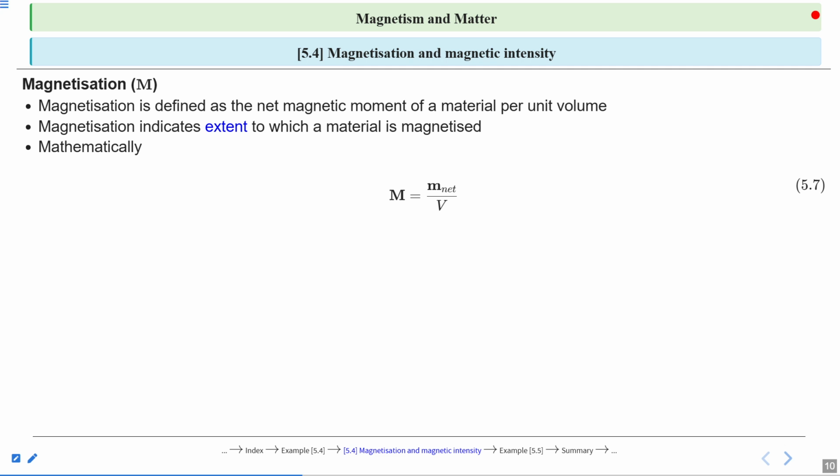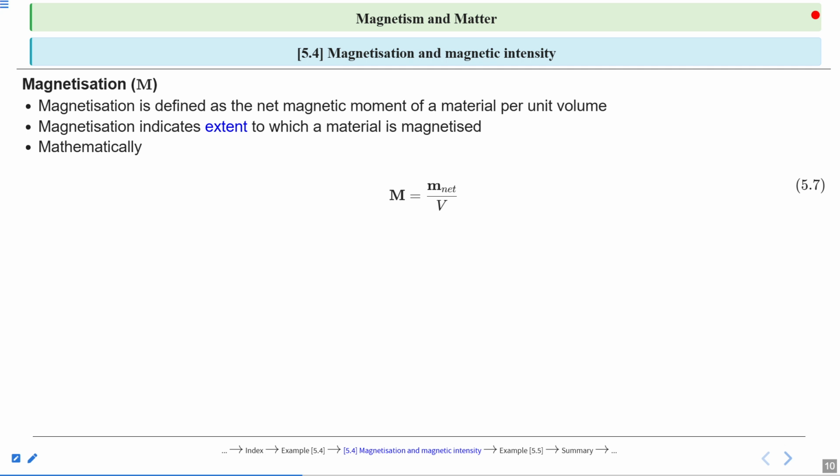Similarly, in magnetization, if there is a material, there are inherent magnetic moments due to the revolution of electrons. Let's suppose 100 moments are there, any arbitrary number. Upon applying an external magnetic field, out of 100, 75 magnetic moments align in the direction of the magnetic field. So that is the extent to which the material is magnetized, up to 75%.